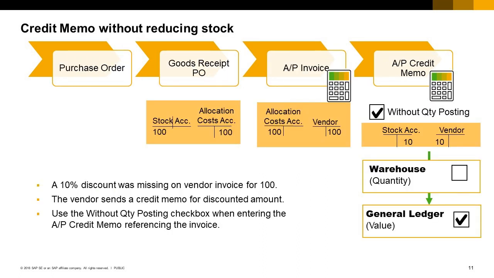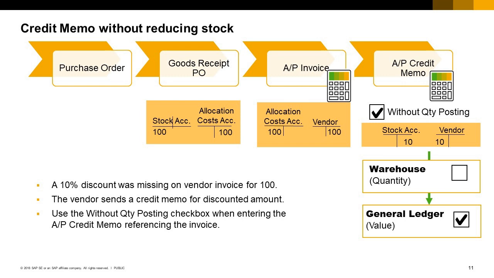There is also an option to create a credit memo without reducing stock accounts. Perhaps your vendor is giving you credit for a missing discount on an item or refunding your purchase price. In those cases, you can select the checkbox without quantity posting. This indicator allows you to create an item type credit memo that affects only the price.